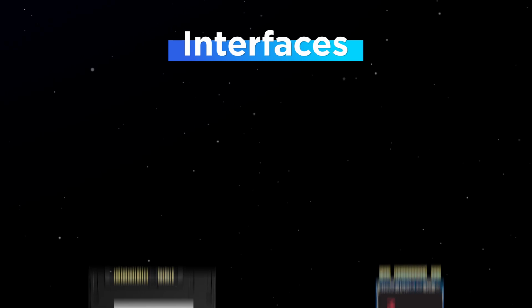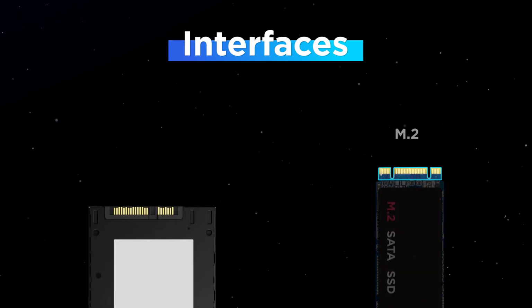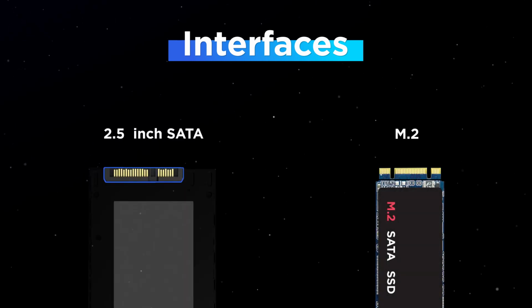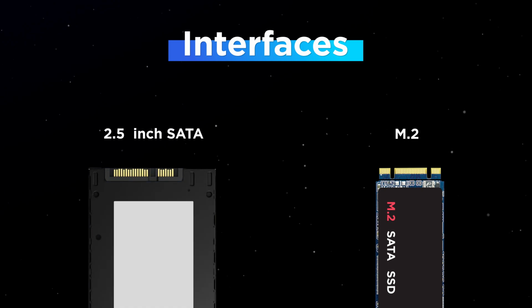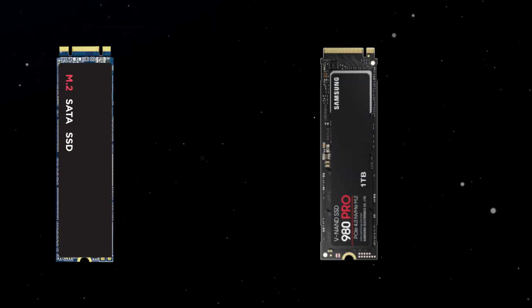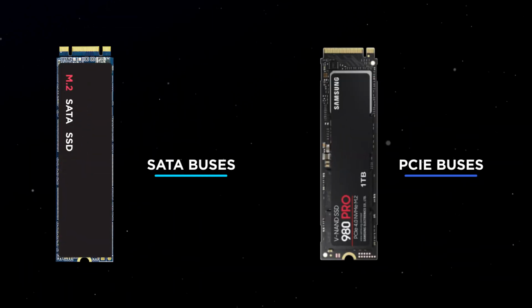Let's first talk about interfaces. In a laptop, there are mainly two types of SSD: M.2 SSD and 2.5-inch SATA SSD. M.2 SSD takes up far less space and is the mainstream connector on laptops. It supports SATA and PCIe, these two buses.